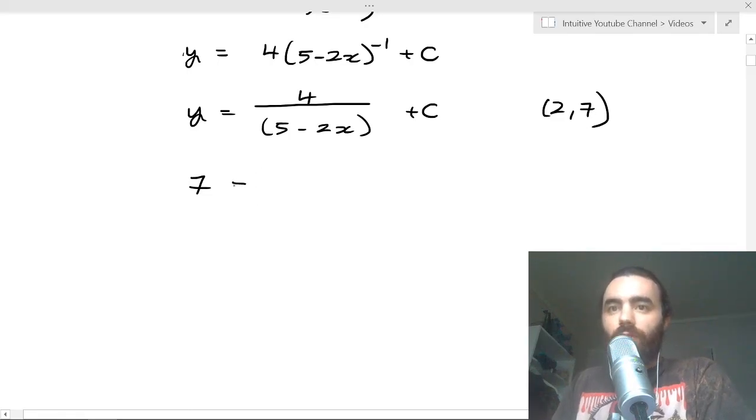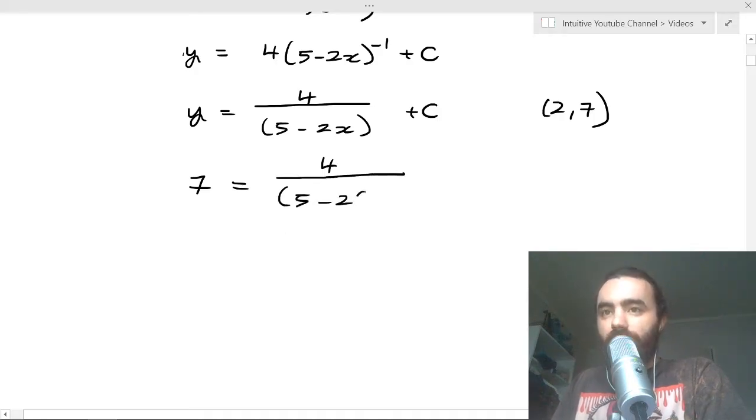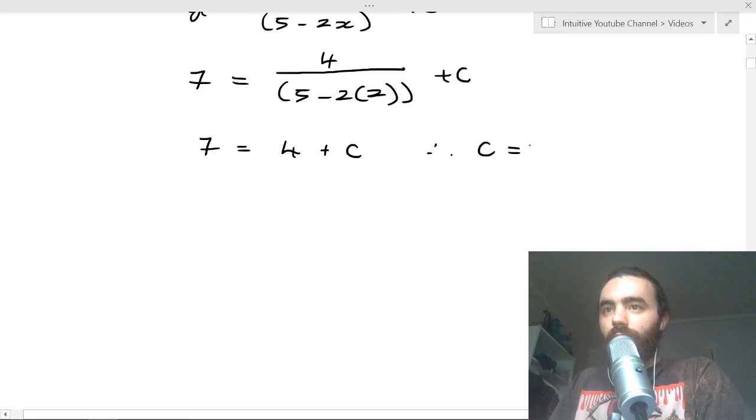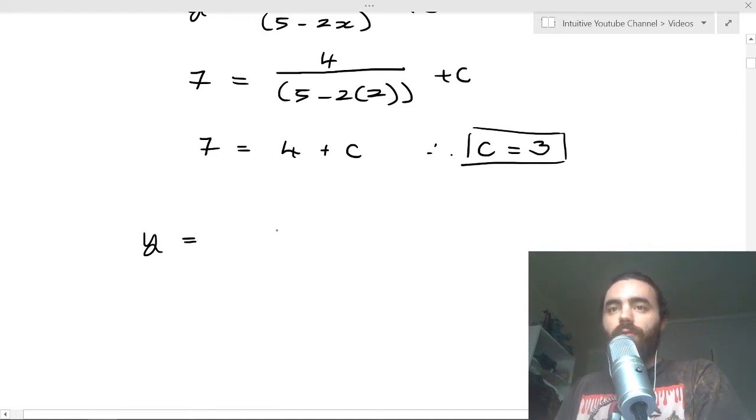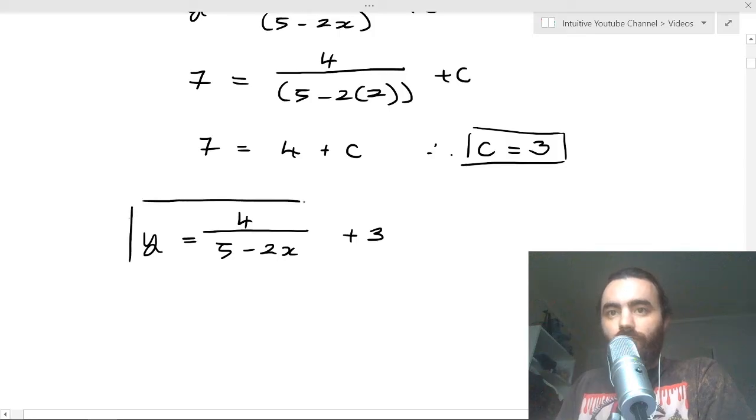So we get 7 equals 4 over (5 minus 2 times 2) plus c. So that's 7 equals 4 over, this is going to be 1, so we get 4 plus c. Therefore our c equals, take that over, we get 3. So our final equation for the curve becomes y equals 4 over (5 minus 2x) plus 3. And that's your answer.